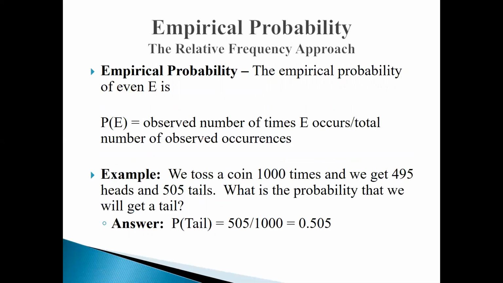Now, empirical probabilities, the relative frequency approach. Here, the empirical probability of an event E is given by P of E equals the observed number of times E occurs divided by the total number of observed occurrences. So, for example, if we toss a coin 1,000 times and we get 495 heads and 505 tails, what is the probability that we will get a tail? How many times did we get a tail? We got 505 of them. And how many times did we toss the coin in total? 1,000, so 505 divided by 1,000. So the probability of a tail is 0.505. That's the empirical probability, what you observe.